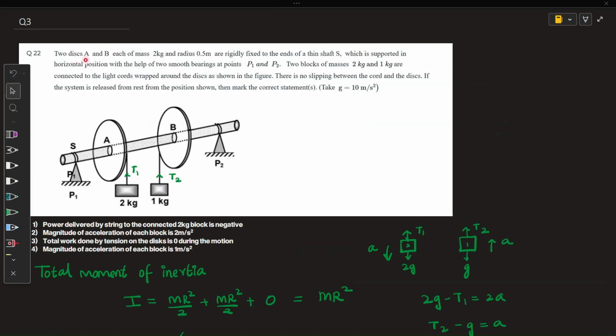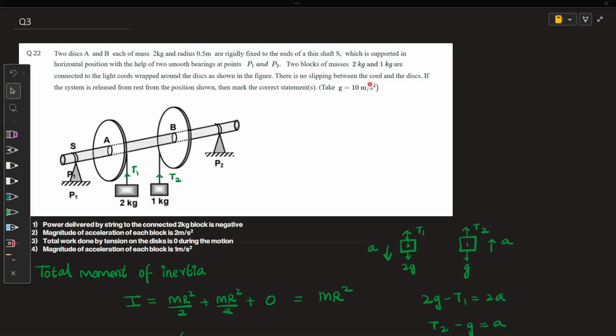Let's go to question number 3. Two disks A and B, each of mass 2 kg and radius 0.5 meter, are rigidly fixed to the ends of a thin shaft S, which is supported in horizontal position with the help of two smooth bearings at points P1 and P2. Two blocks of masses 2 kg and 1 kg are connected to the light cord wrapped around the discs as shown in the figure.